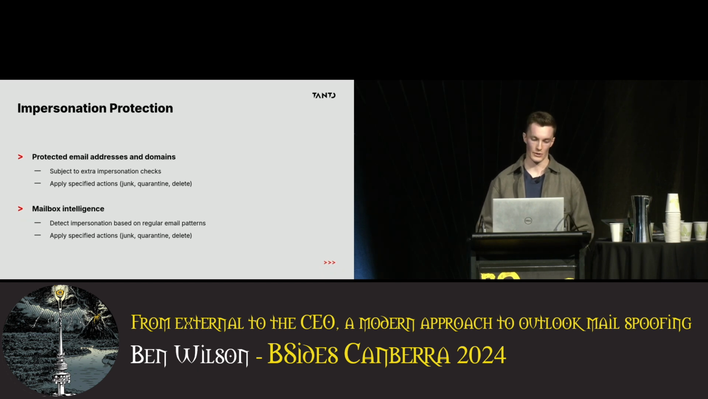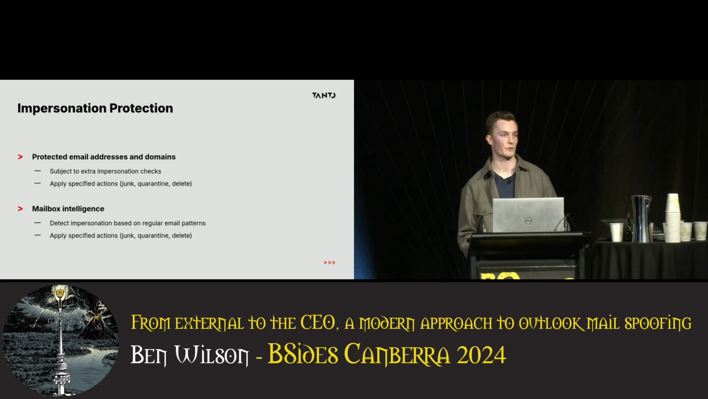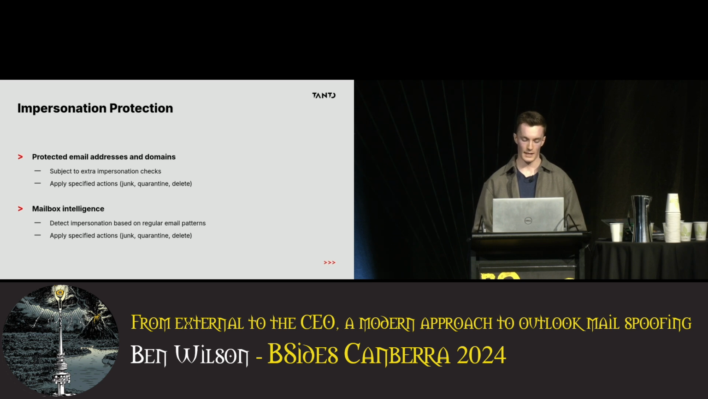Impersonation protection. This is a service where you can apply almost like an extra protection to specific email addresses or domains. You've got a little configuration panel where you can say, okay, I want this sender within my organization, say a list of executives, to have some extra impersonation checks, or I want everything from my internal domain to go through extra impersonation checks. And if that impersonation is detected, it will apply a specific action similar to DMARC, like do I want it to go to junk, do I want it to be quarantined or deleted.